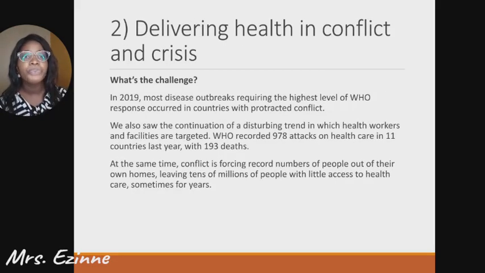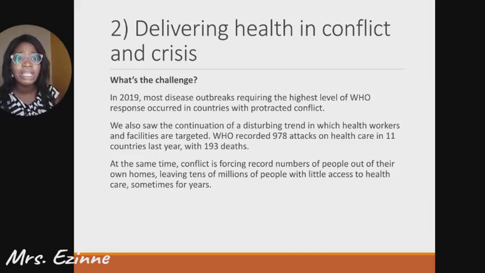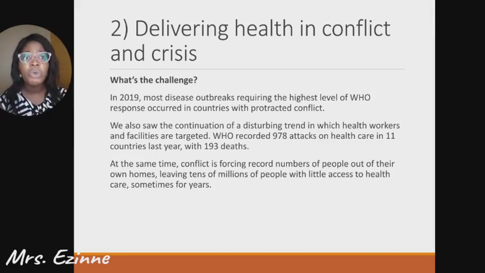Next is delivering health in conflict and crisis. What's the challenge? In 2019, most disease outbreaks requiring the highest level of WHO response occurred in countries with protracted conflict. For example, here in Nigeria, we are dealing with the Boko Haram conflict crisis. And of course, when there's war, there's conflict, disease outbreak is likely to occur.